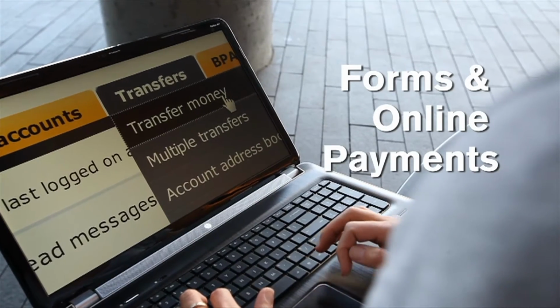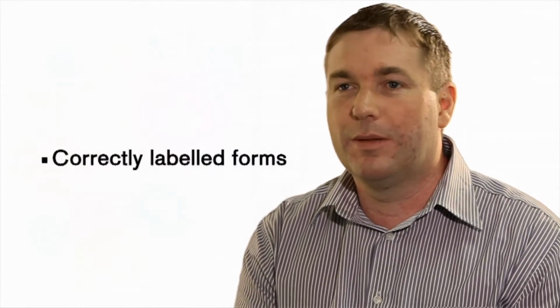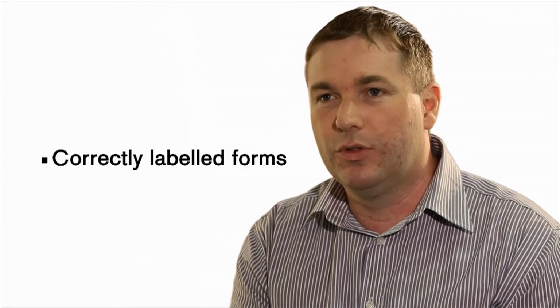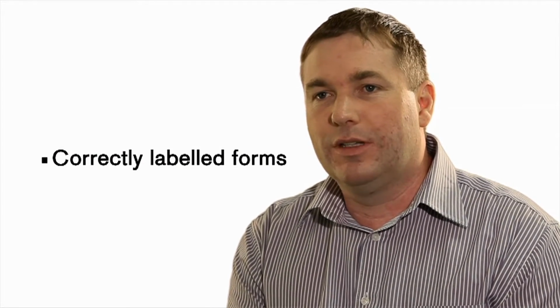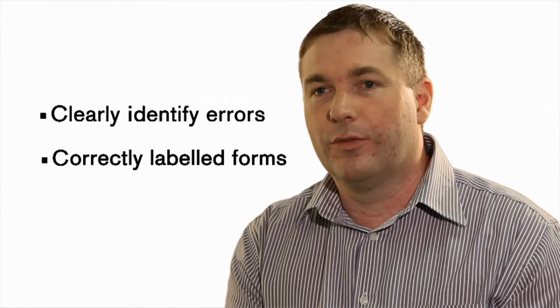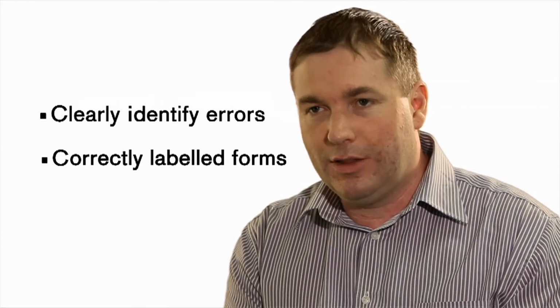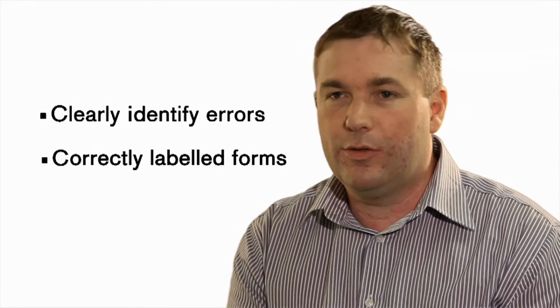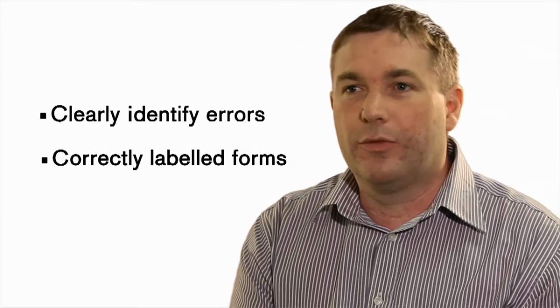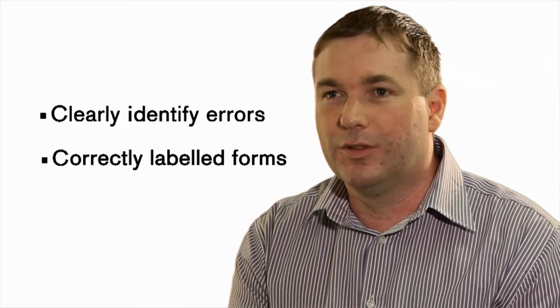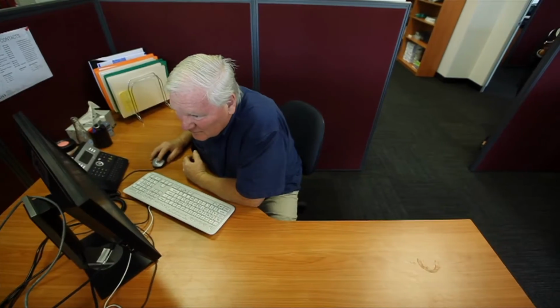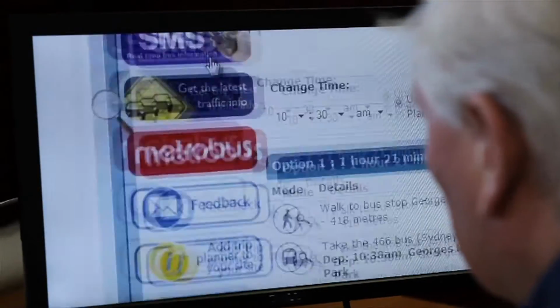Forms and online payments. Web content accessibility guidelines have two very clear things about forms that need to be addressed. One is to make sure that the form is correctly labelled so that people know exactly what needs to be input into a form. And the second one, to make sure that any errors are very clearly identified at the point where the error occurred. So if those two things are done, then that will make forms much, much easier for people with disabilities to use. Text: Bruce Blackshaw, Teaching Professional.